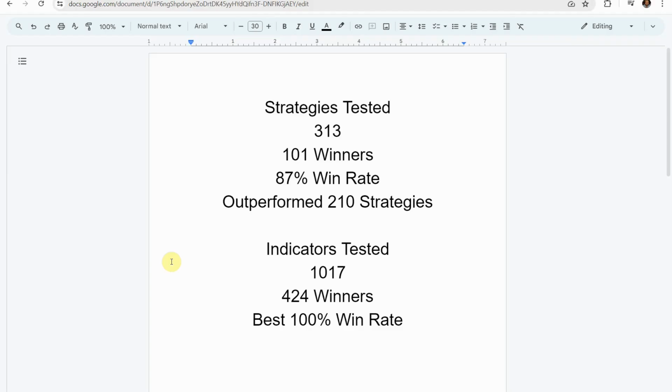Alright, as I said, today we will be testing a 5-minute scalping strategy. Before we do though, I wanted to put the testing scoreboard up for everyone to see. So to date, we have tested a total of 313 different strategies, with 101 of them being winners. The best one so far was able to achieve an 87% win rate. That was achieved using the Academy of Forex indicator. And so far, since we've been keeping track, it has outperformed 210 of the other strategies that we have put it up against, every single one so far. We've also tested a total of 1,017 indicators, with 424 of them being winners.